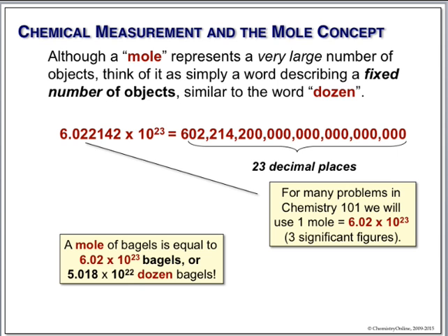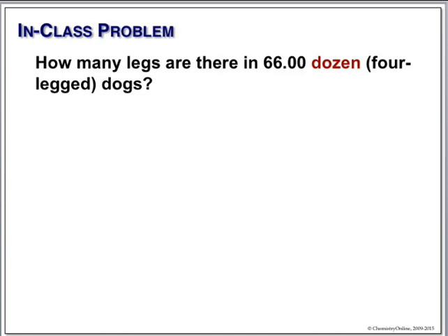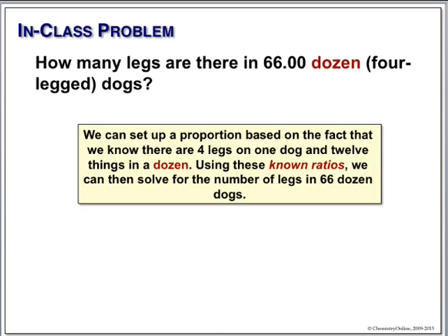Now let's do a silly problem here. If I tell you I have 4-legged dogs and I have 66 dozen of them, how many legs are we talking about? Well, that's simple. Here we are given that we have 66 dozen. We know that there are 12 things in a dozen, so that can be a ratio. And we can find our number of legs.